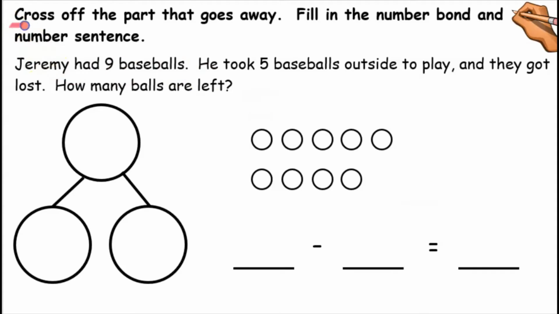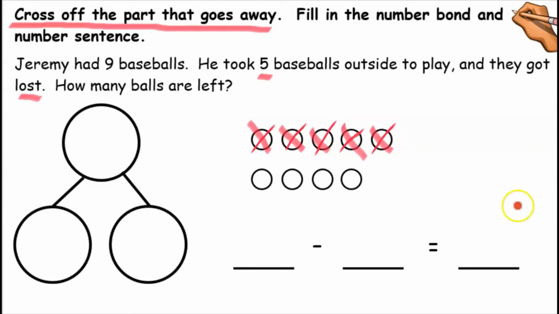So let's talk about our first thing that we need to do. The direction says cross out the part that goes away. How many baseballs go away? 5. 5 go away. He brought them outside and they got lost. Lost means he can't find them. So we're going to cross out 5 of my circles, which represent my baseballs in my 5 group way. Now your teacher's going to pause the video and you guys are going to fill in the number bond and number sentence to match my story and find out how many balls are left.